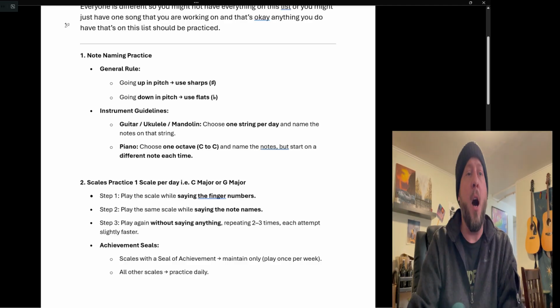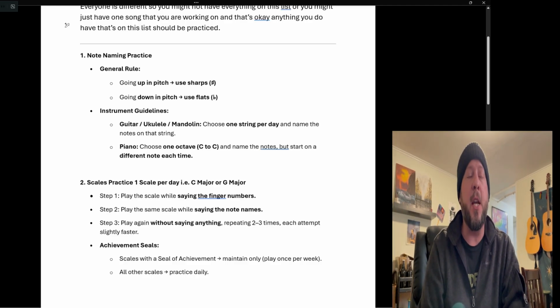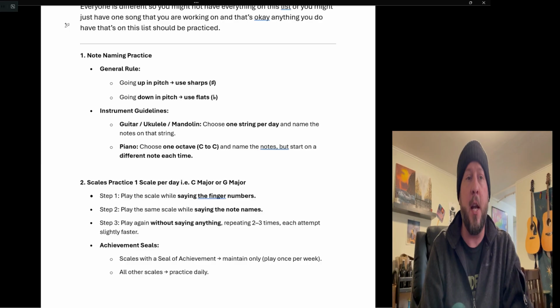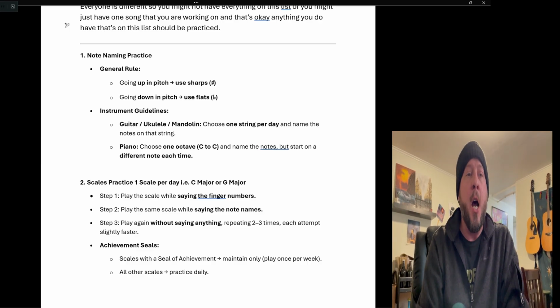All right, next up on the daily practice routine is going to be scales practice. You're going to be looking at doing one scale per day. For example, choose C major one day or choose G major the next day, and so on, right? With this here, you're going to have a couple of different steps.